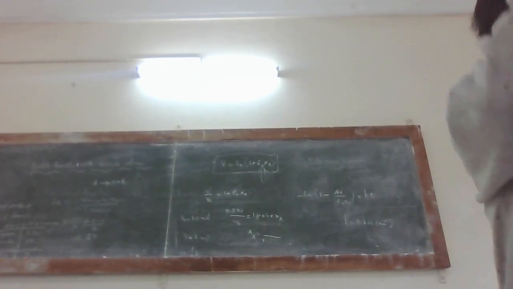Minus ln CA by C naught is equal to KT. Okay. Because CA is proportional to PA, CA naught is equal to PA naught. So what is PA naught? 3 atmospheres. Okay. Use the K value given.